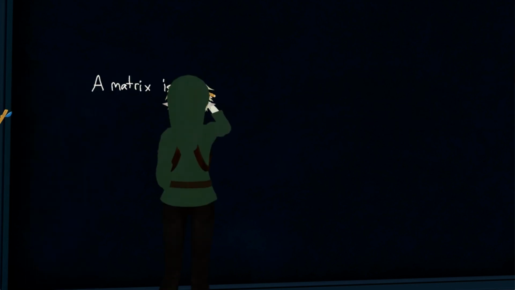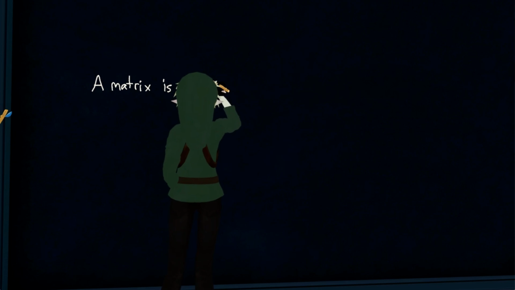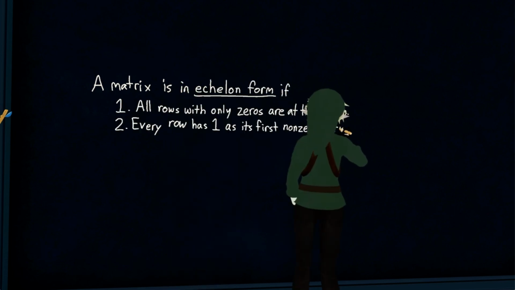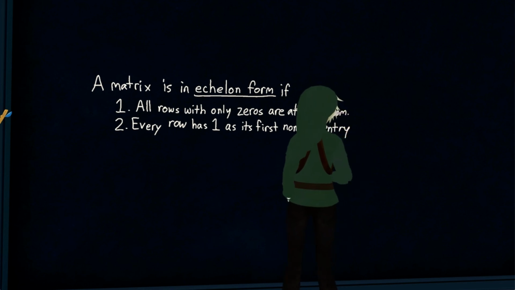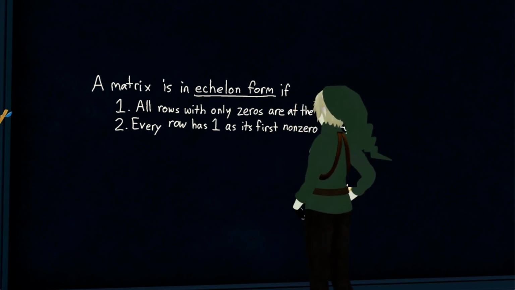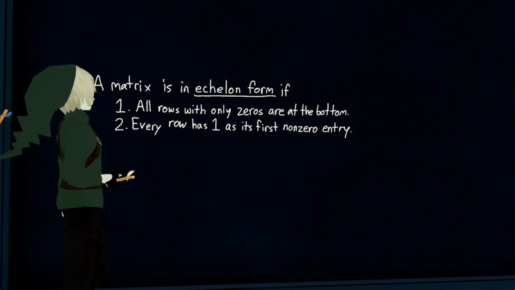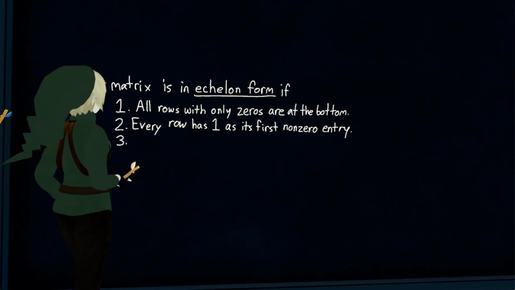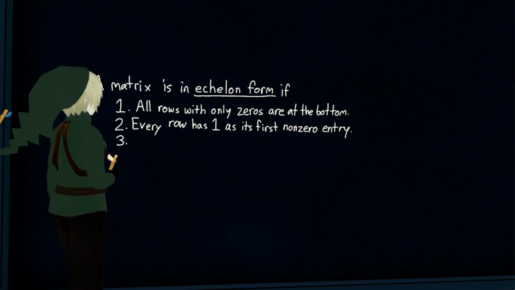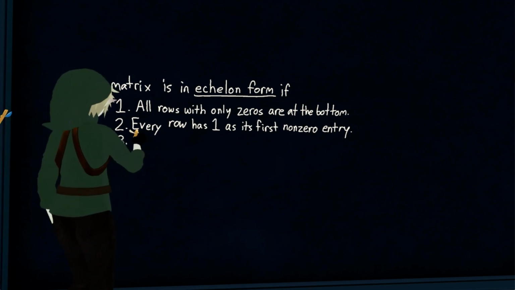We call it echelon. It is an echelon form. To recall, an entry is a number inside a matrix. Those are entries, the numbers inside the matrix. I'll demonstrate what a matrix looks like after writing down the rules.